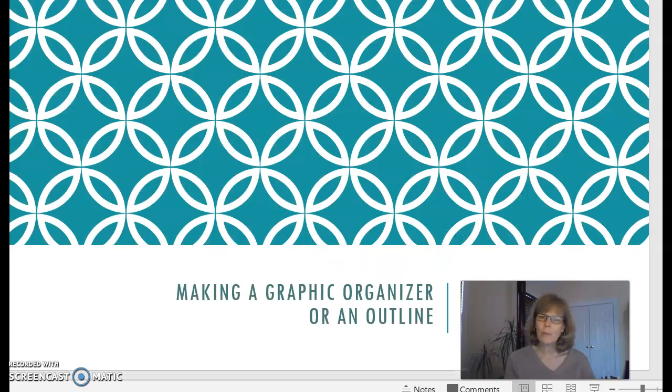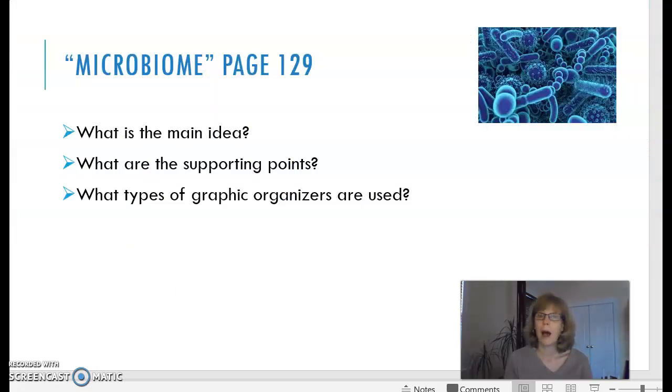And here in your book, take a look at page 129. On page 129, they have more examples, more explanation about graphic organizers. And they talk to us about biome, microbiome. This is on page 129. They have 3 paragraphs. If I turn the page, I see the third.